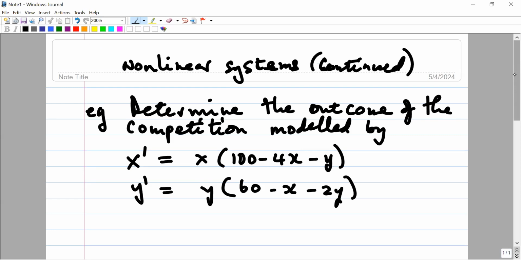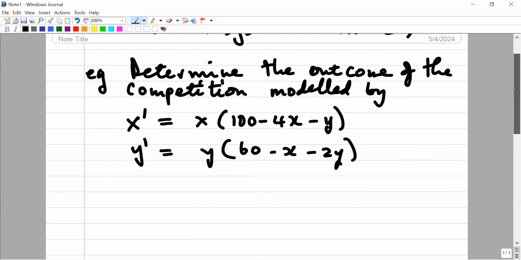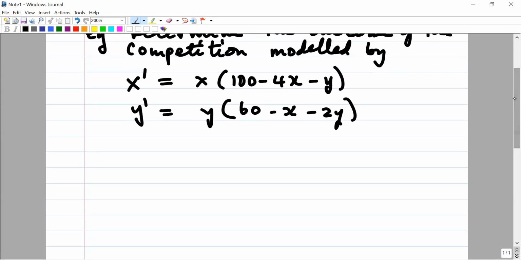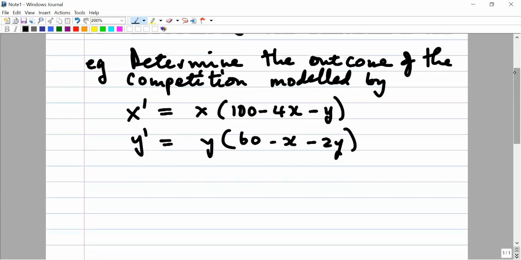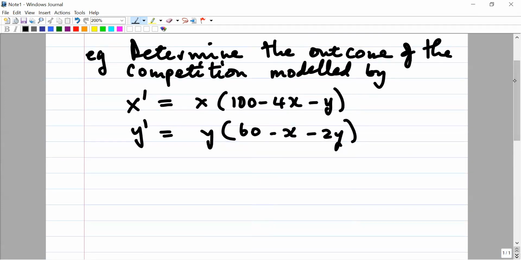So we are proceeding with the examples of nonlinear systems, where in this case we are trying to determine the outcome of the competition modeled by this system here. We are assuming that we have species X and species Y, and they're competing for a resource, and their competition leads to this system here. Basically, this system is nonlinear as usual, and we need to find the equilibrium points first.